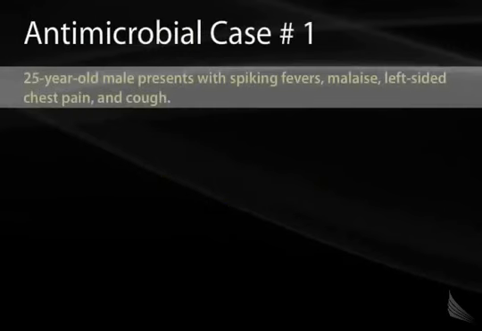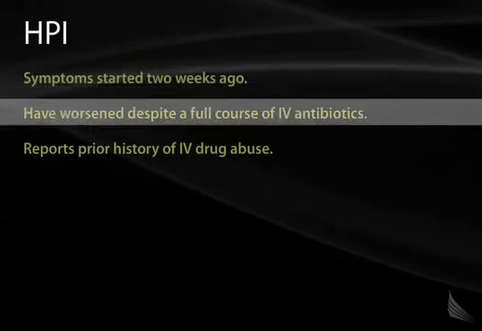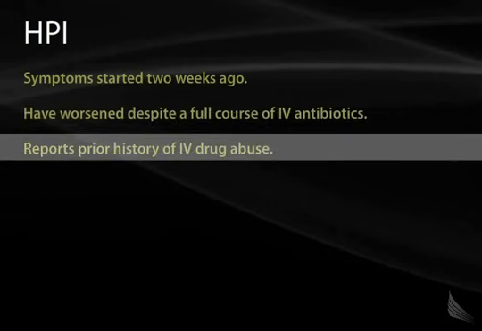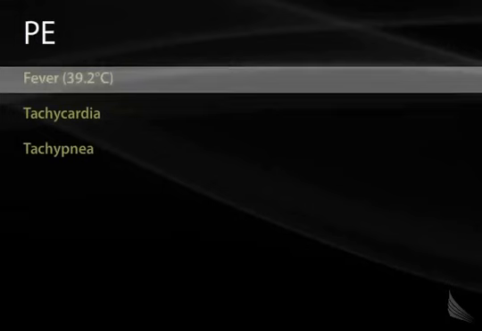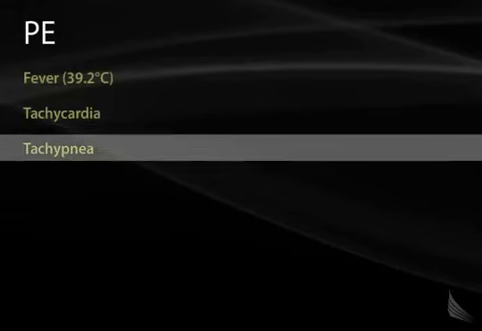For case number 1, we have a 25-year-old male who presented to the hospital with spiking fevers, malaise, left-sided chest pain, and cough. For the history of present illness, his symptoms started approximately 2 weeks ago, and they have worsened despite a full course of IV antibiotics. He does report a prior history of intravenous drug abuse. On examination, his temperature is 39.2, which is febrile. He's tachycardic and tachypneic.